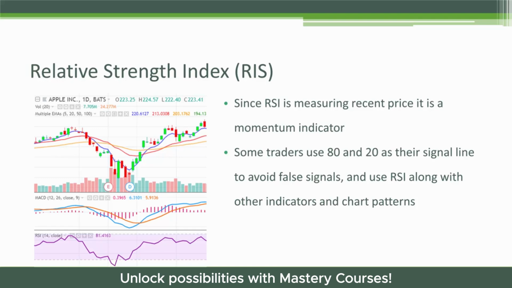And so some traders use the numbers 80 and 20, so above 80 and below 20, and only take signals generated with those parameters in order to avoid false signals and overtrade with the RSI. Again, the RSI is an indicator that's best used with candlestick or other chart patterns to deliver the best results. So let's take a look at a few charts using the relative strength index.